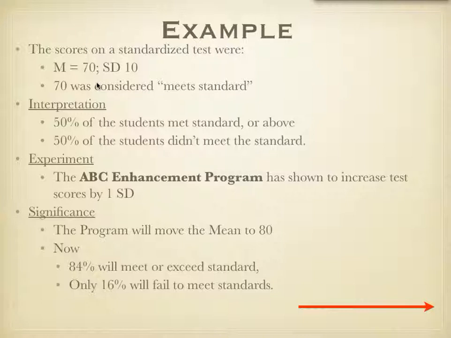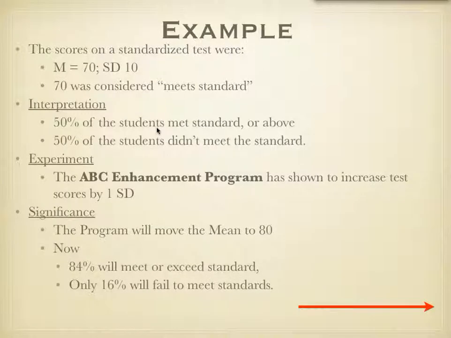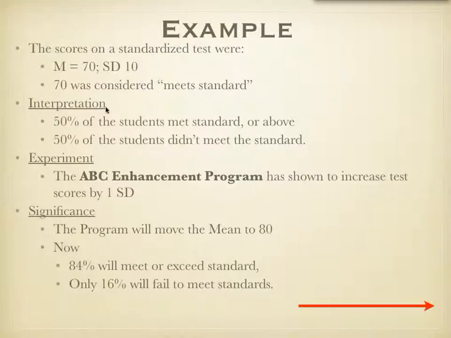In this case, 70 was also considered to be meet standard. We're just going to use that arbitrarily for the sake of this example. So if we went back to this slide, we would say that this mean score was 70, and one standard deviation was 10 points more than 70, so 80, 90, 100, 70 here, again, 60, 50, 40. Okay? So the way we would interpret this is that at 70, half the people were above 70, half the people were below. Half the students in this case met the standard, and half the students did not.